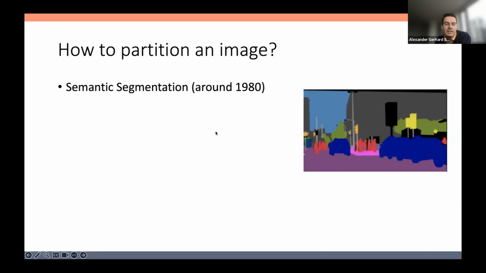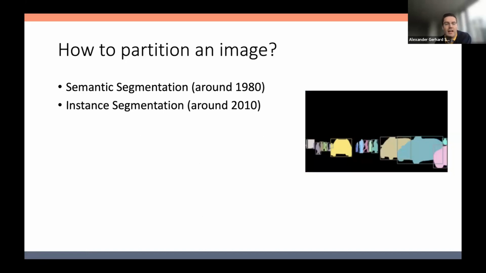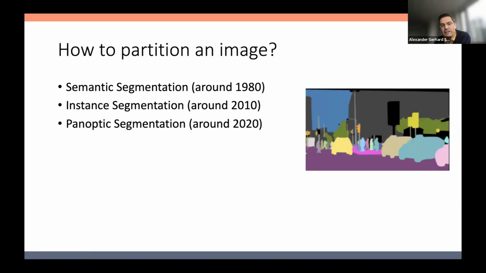In fact, we started with semantic segmentation in around the 1980s. Obviously, we have made big progress since then, but the task was put forth back then. There were a few more recent tasks that were introduced. For instance, instance segmentation came up around the 2010s, and panoptic segmentation even more recently, around 2020.